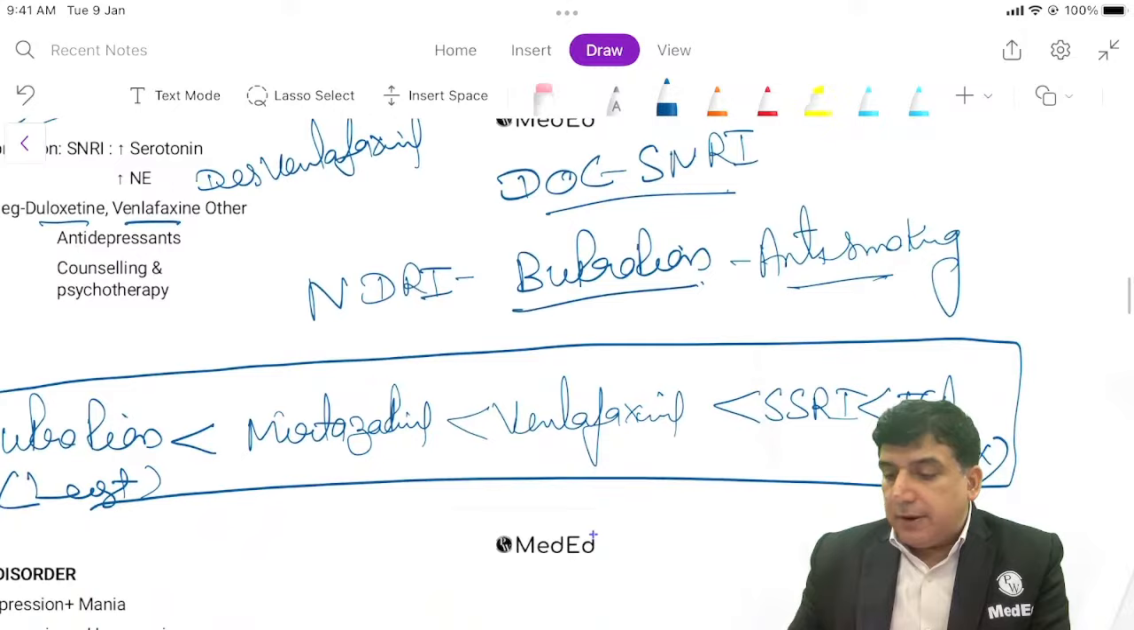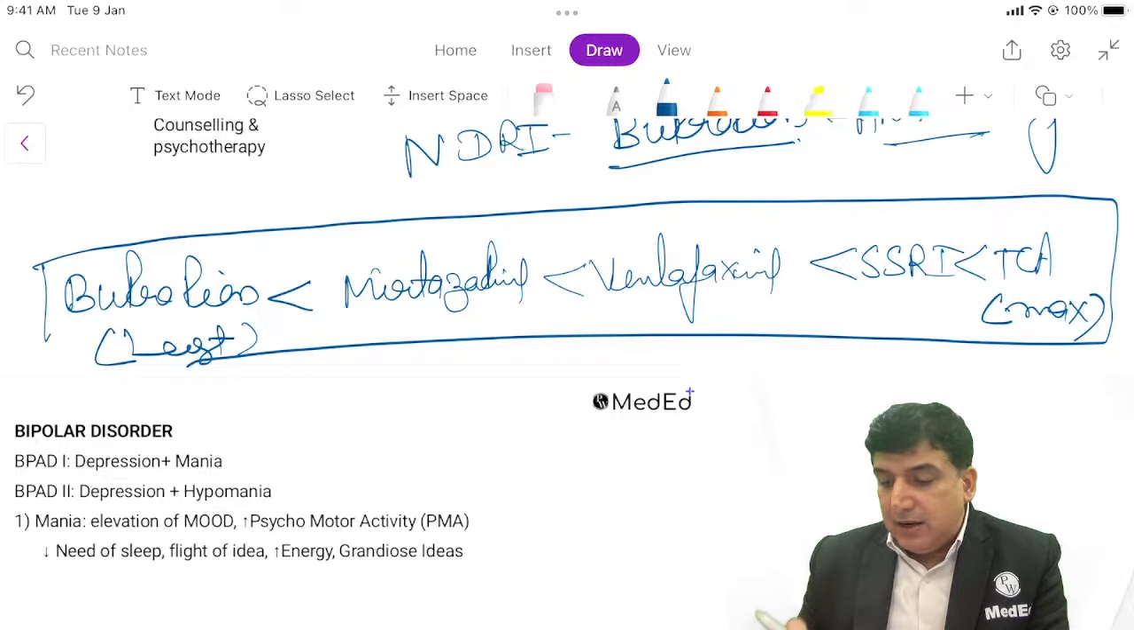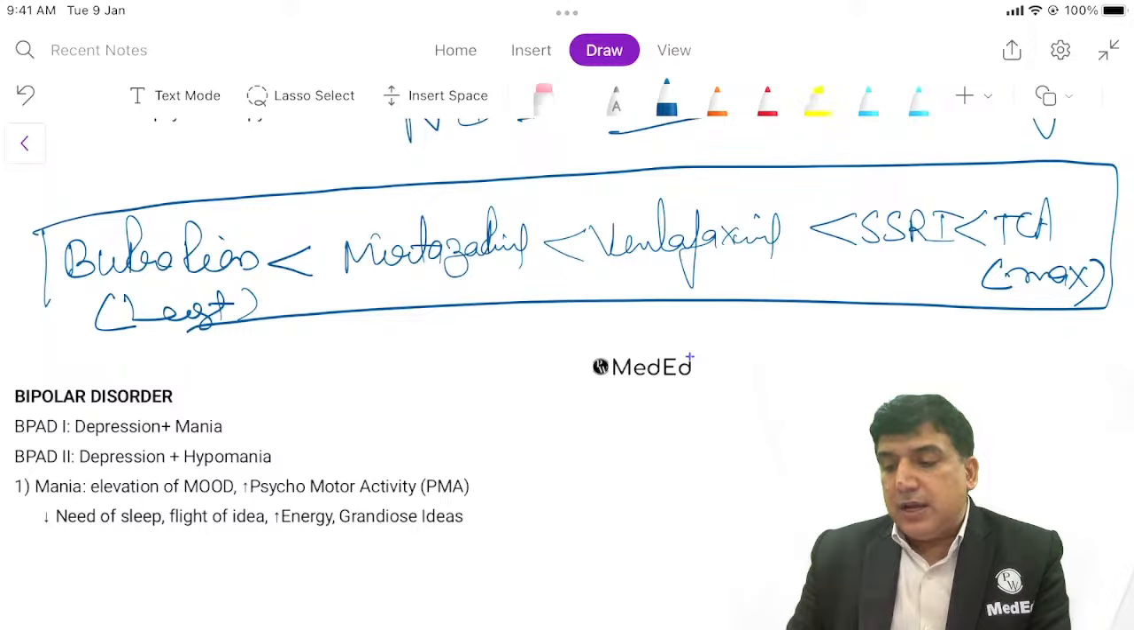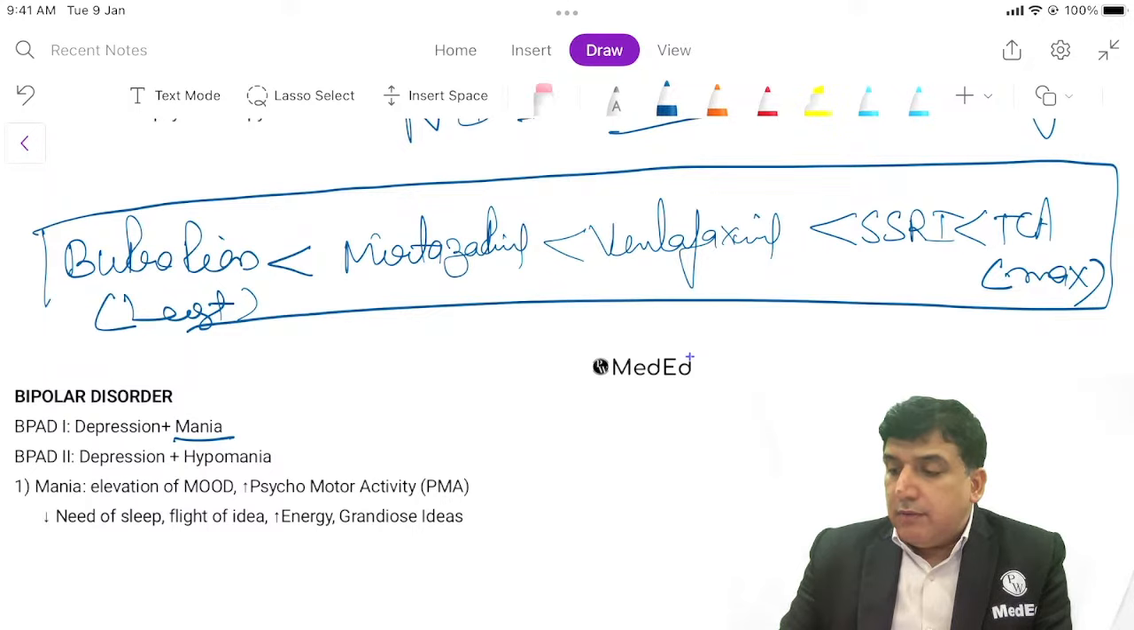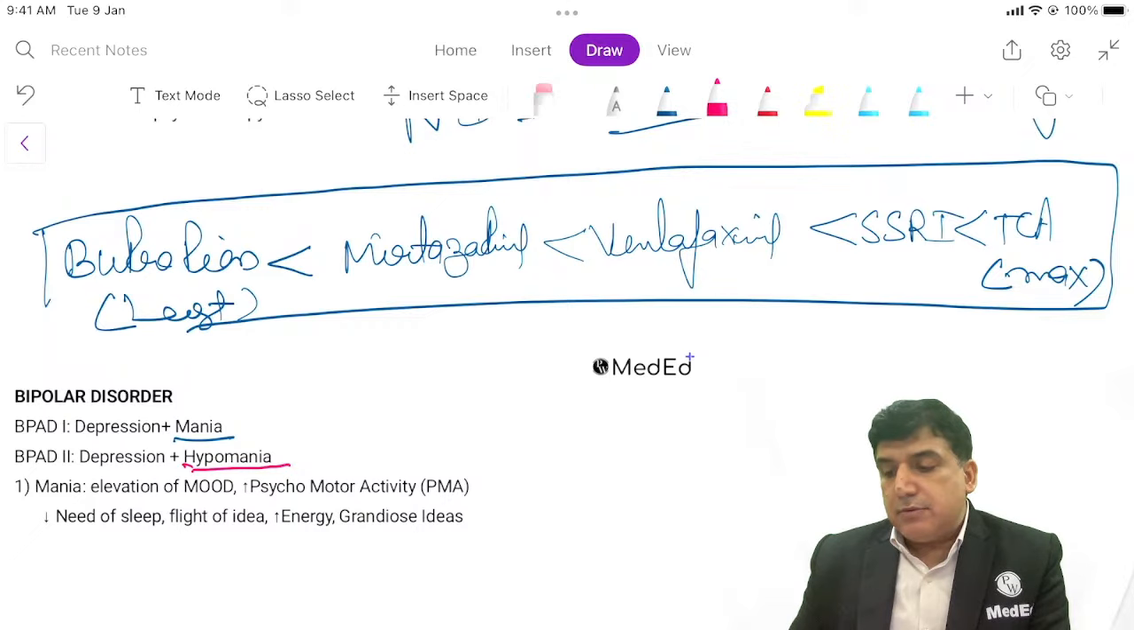Now, bipolar disorder. What can they ask in bipolar disorder? We have bipolar disorder type 1 and type 2. Type 1 is depression plus mania, type 2 is depression plus hypomania. Depression is common, so just remember, we have mania in type 1 and hypomania in type 2.